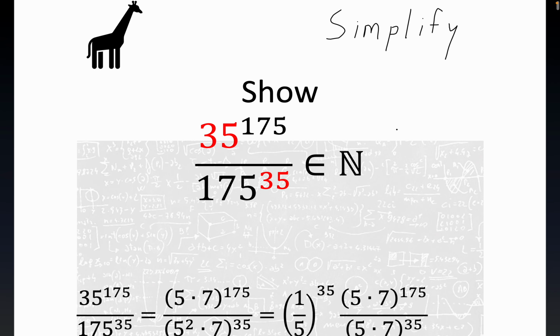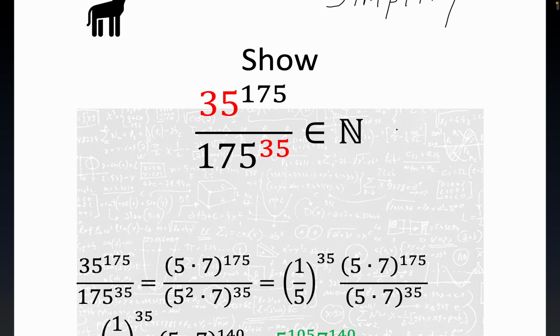Okay, now I've worked most of the problem here for you. To me, that's the hard part of the problem, if there is a hard part. It's not a particularly difficult problem, but I broke it down into the prime factorizations. 5 times 7 is, of course, 35, and then 5 squared times 7 is 175.